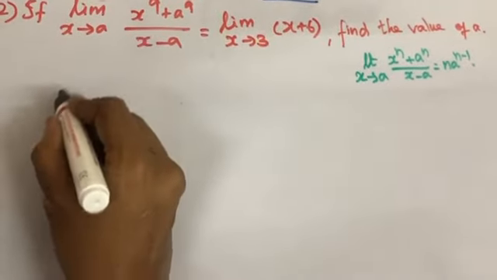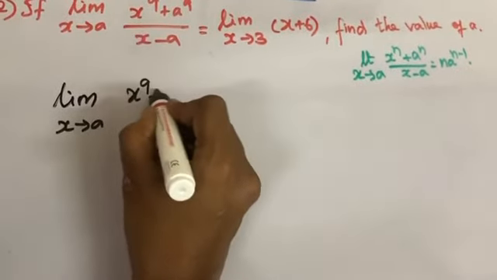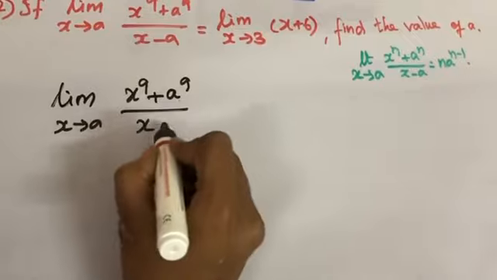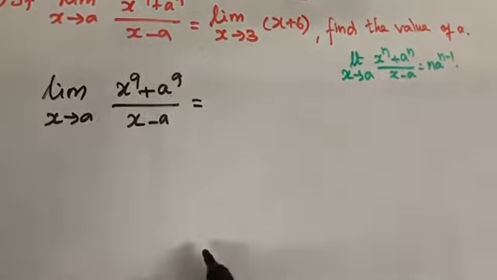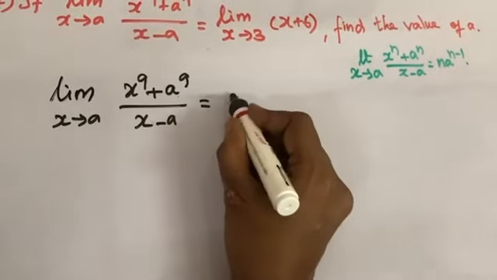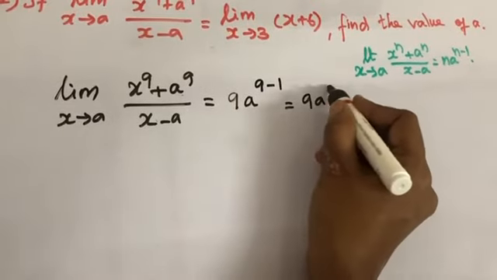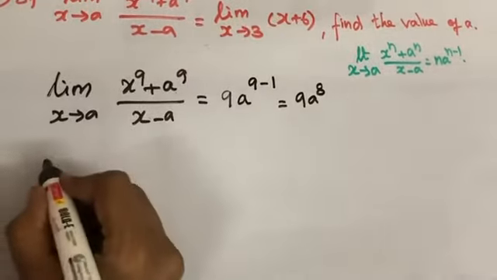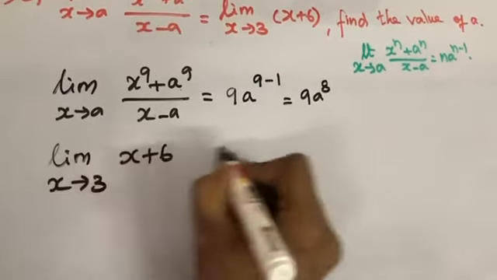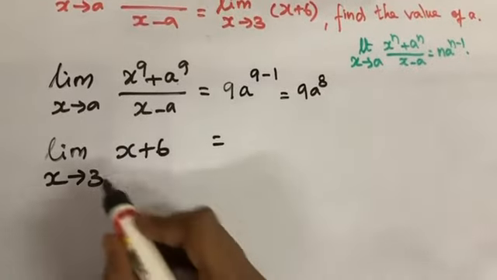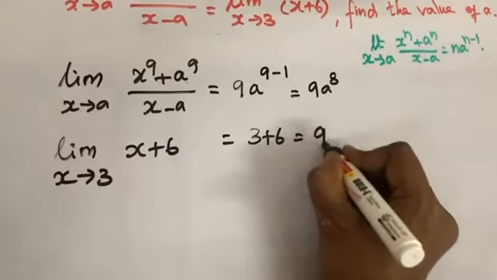Limit x tends to a, x power 9 minus a power 9 divided by x minus a is equal to n a power n minus 1. What is our n here? 9. 9 a power 9 minus 1, that is equal to 9 a power 8. Here on the right hand side, limit x tends to 3, x plus 6, while applying the limit, we can apply 3 to x. So 3 plus 6, that is equal to 9.